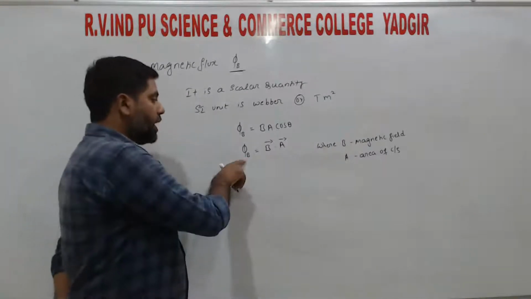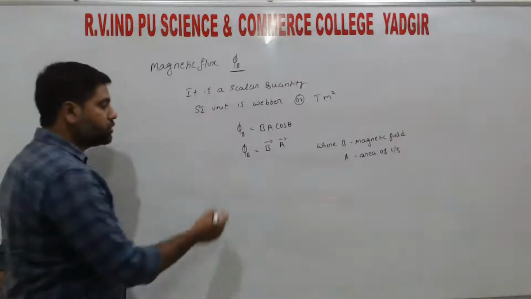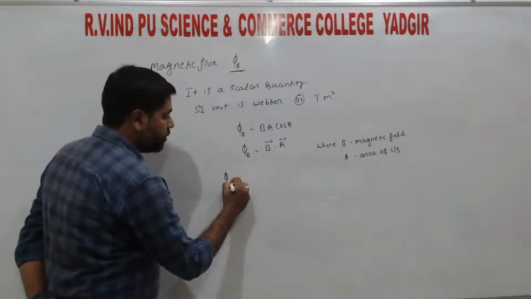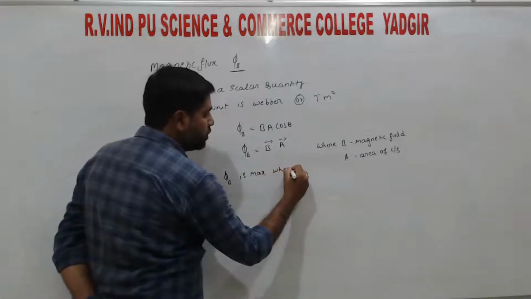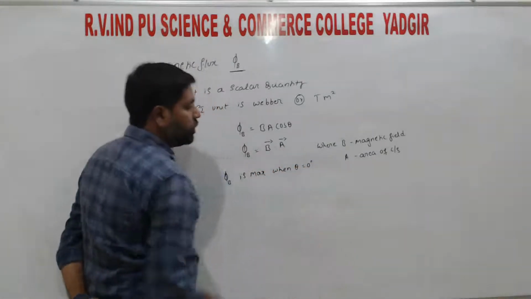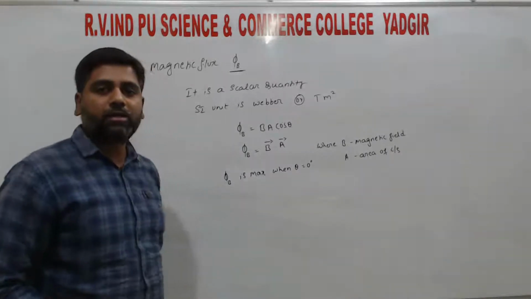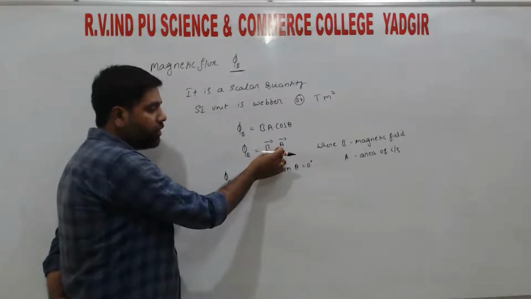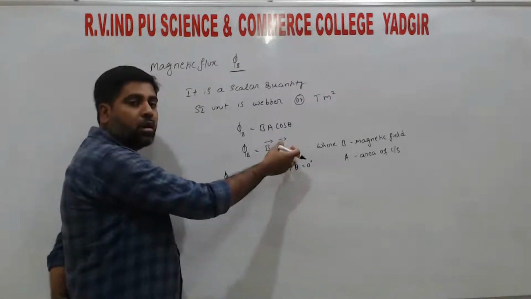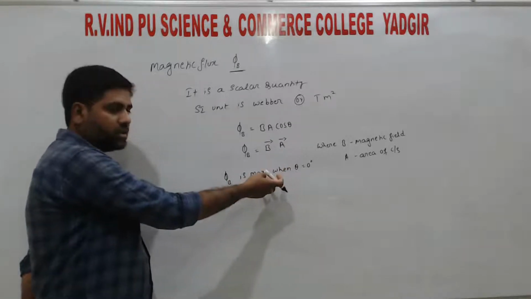So when is the magnetic flux maximum and when is it minimum, right? Phi B is maximum when theta is equal to 0 degree. That means the magnetic field and area element are both parallel. Then only the magnetic flux is maximum, right?